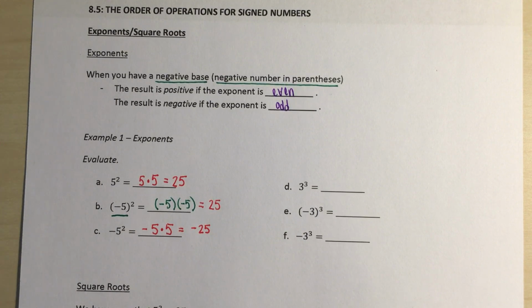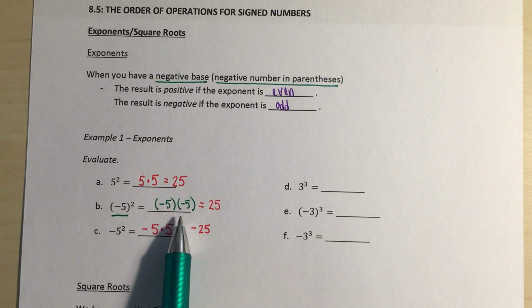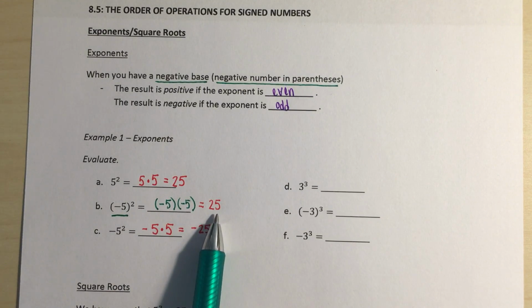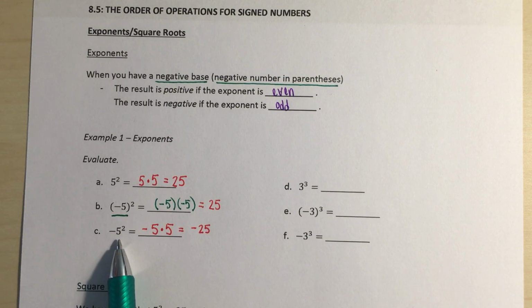So the parentheses do make a difference. We have parentheses in B. We have a negative base. Our negative sign is repeated and we get a positive product. Here we do not have parentheses and we get a negative answer. So for D, E, and F, we're going to look at some different cubes.